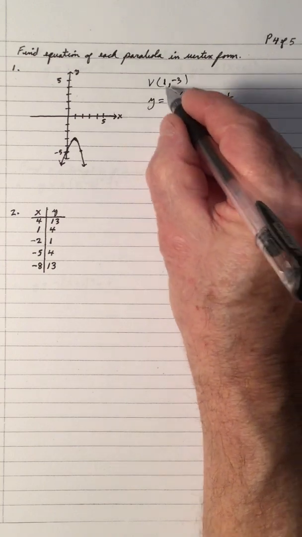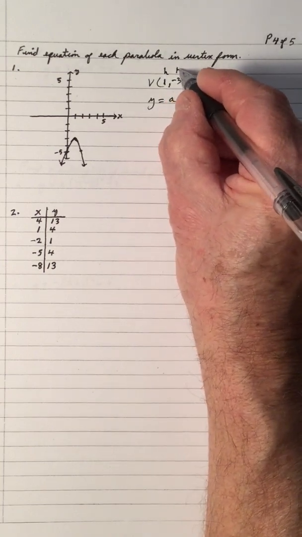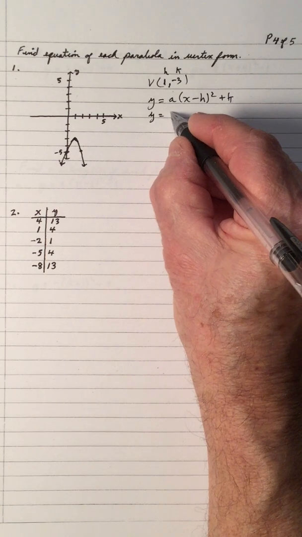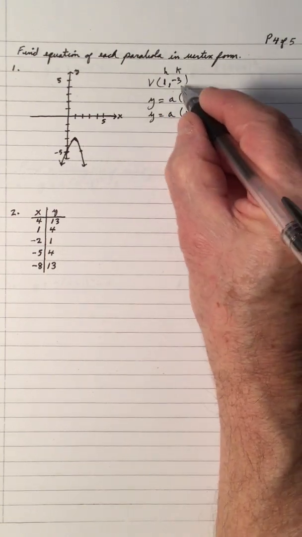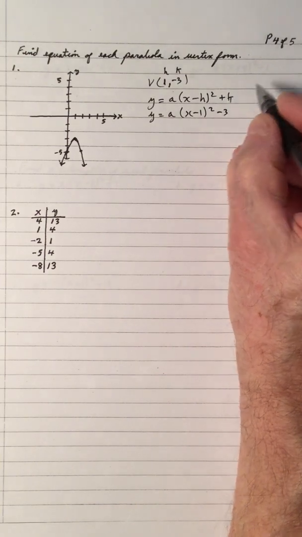So I write down the equation, y equals a outside of x minus h all squared plus k. And so h and k are the coordinates of the vertex, so y equals a, and it's an x, that's a 1, so it's a minus 1. That's a minus 3, stays the same.